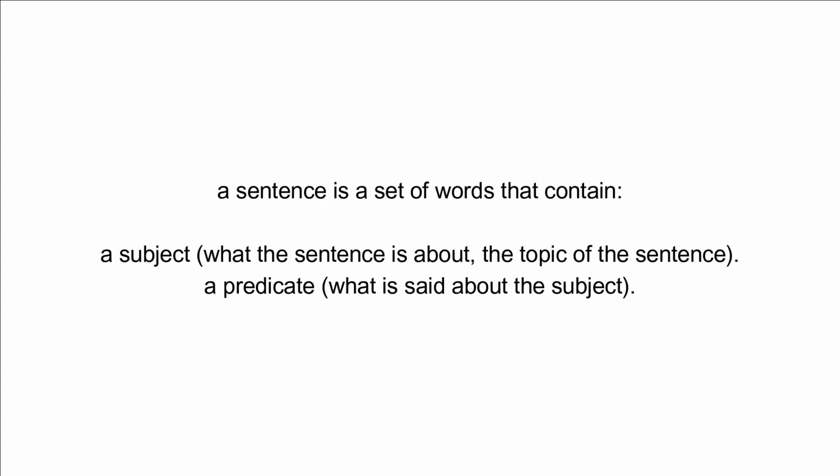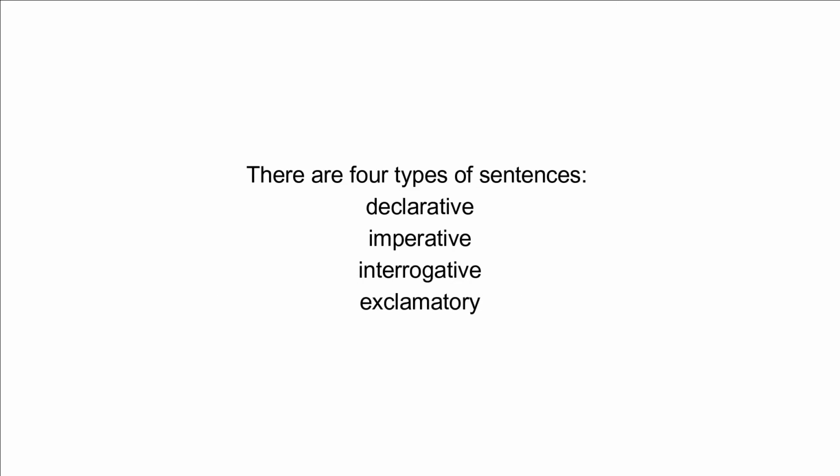Introduction. What is a sentence? In simple terms, a sentence is a set of words that contain a subject, what the sentence is about, the topic of the sentence, and a predicate, what is said about the subject. There are 4 types of sentences: declarative, imperative, interrogative, and exclamatory.